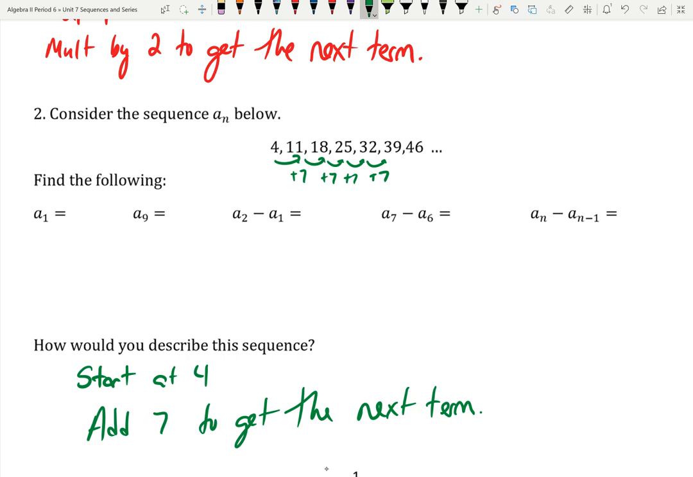A sub 1 is 4. The ninth term: 1, 2, 3, 4, 5, 6, 7. We have to keep adding 7. 53 comes next, plus 7 gives me 60. So here I want to do second minus first. Second minus first, 7. Seventh minus sixth, 7.